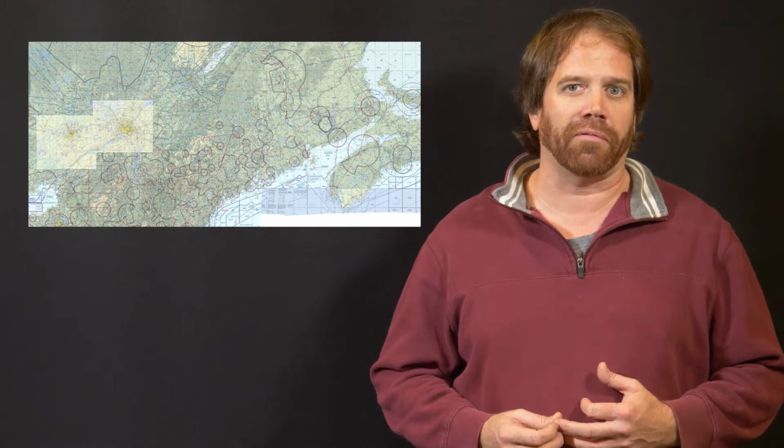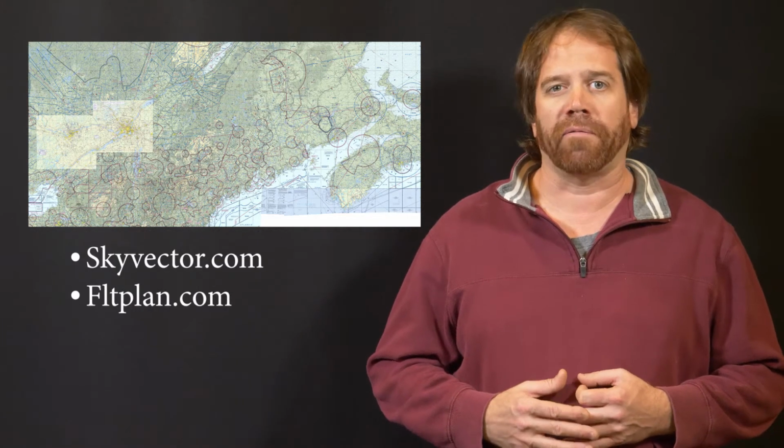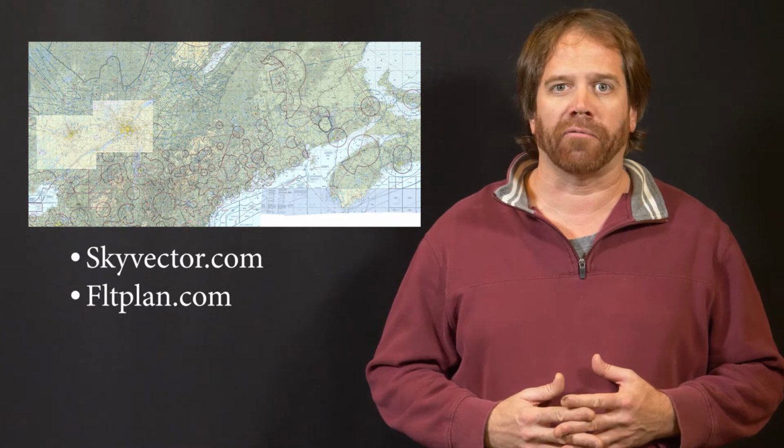So for those of you wondering how to tell if an airport is controlled or not, the simple rule is that airports that are inside controlled airspace are controlled airports. This can be determined by looking at VFR sectional charts, for which there are many resources on the internet. A few to try are skyvector.com or flightplan.com, which both provide free access to sectional charts.